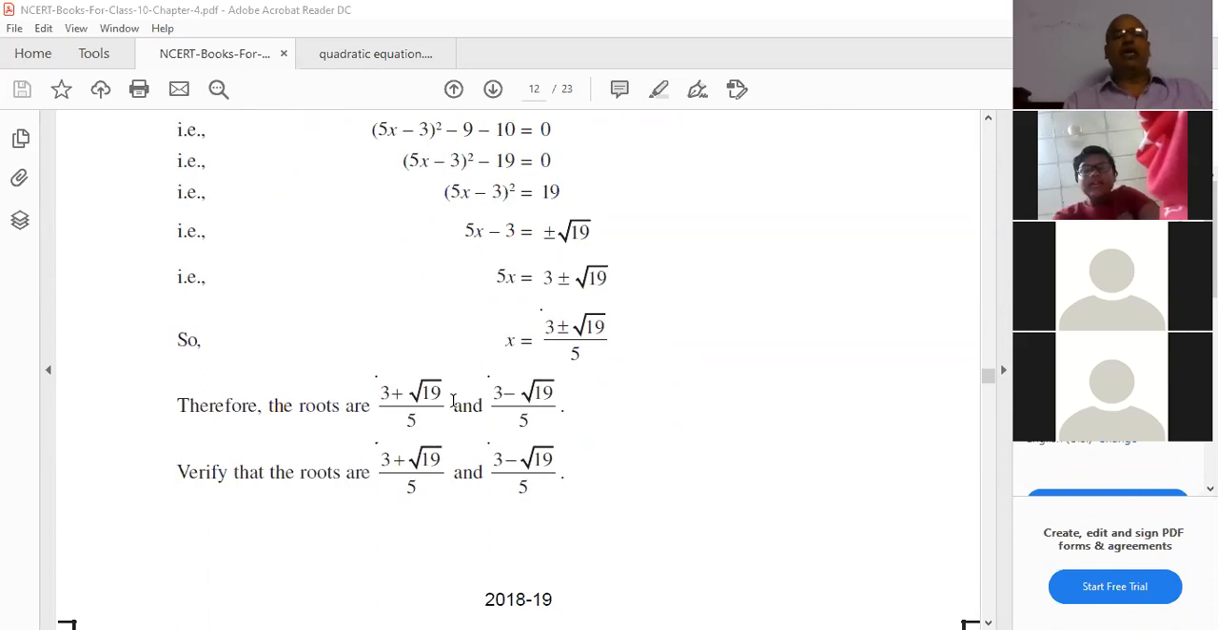Hence my two values, my two zeros, my two roots are 3 plus root 19 by 5 or 3 minus root 19 by 5.